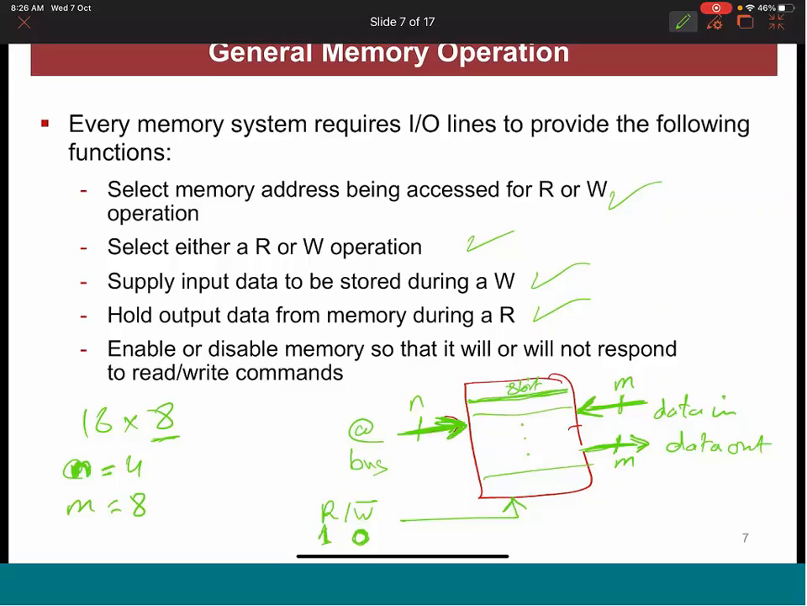And of course, like most of the chips, we have the chip enable or the chip select or memory enable. This is to enable or disable the memory. So this one is CS or chip enable or ME. They are the same. If it's 0, then the memory is disabled, which means you will not get data from it. Even if you want to access it, there will be no data out from it. And you cannot write to it as well. You cannot write, you cannot read.